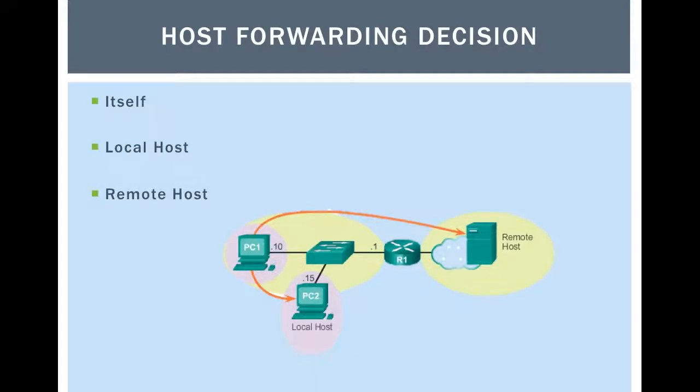Host forwarding decision. Another role of the network layer is to direct packets between hosts. A host can send a packet to itself by pinging a special IPv4 address known as the loopback interface, local host, which hosts on the same network as the sending host, and remote host, which is on a remote network. Whether a packet is destined for a local host or a remote host is determined by the IP address and subnet mask combination of the source device compared to the destination device.